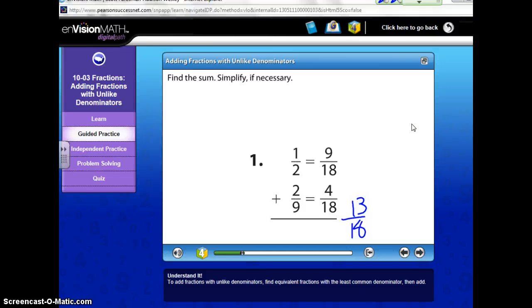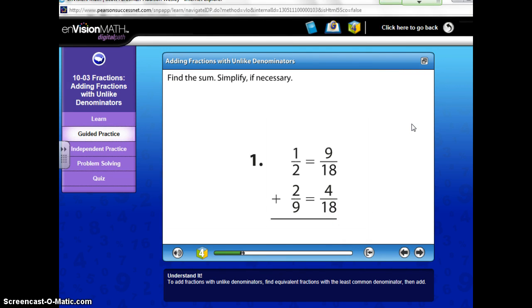Brendan says it's not in simplest form. Why not? What's a number other than 1 that'll go into both of them? Are you changing your mind? Yeah. He's changing his mind. It is in simplest form. I know that because I know that 13 is a prime number. Only 1 and 13 go into it, and 13 won't go into 18. So I'm done. That was easy, right? That was super easy, in fact.